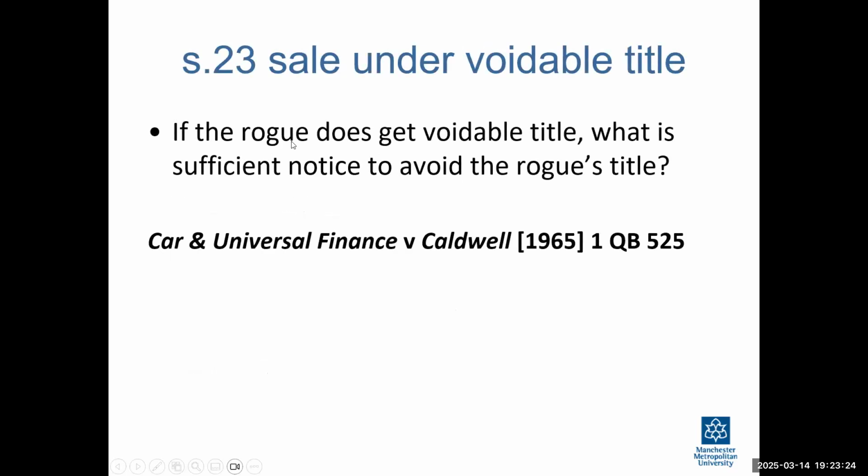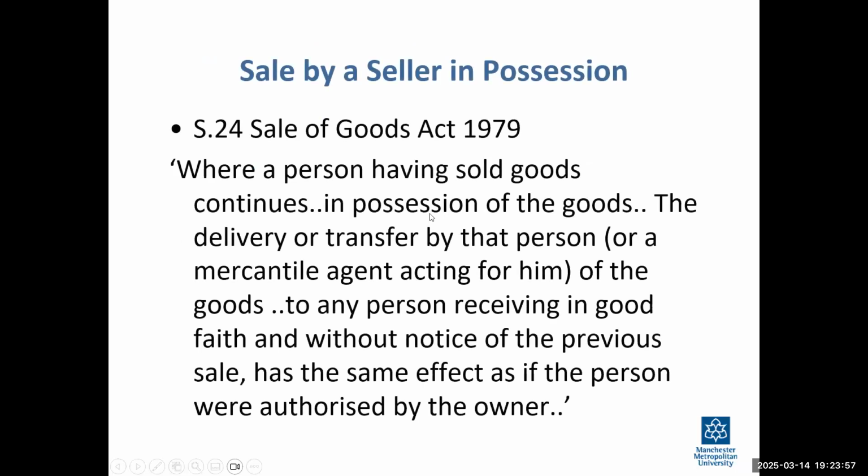If the thief by misrepresentation or fraud gets a voidable title, you know the owner, the original owner, can set aside the contract by giving notice. But then the question is, what is sufficient notice to avoid the rogue's title? Again, that's controversial. What is good notice could be telling the police, reporting it as a crime, but it's not everyone that would know that has happened. So it's again a controversial issue. And we know that there's the HPI, it's further down the slide. So let's talk for now about a seller in possession, which is another exception.